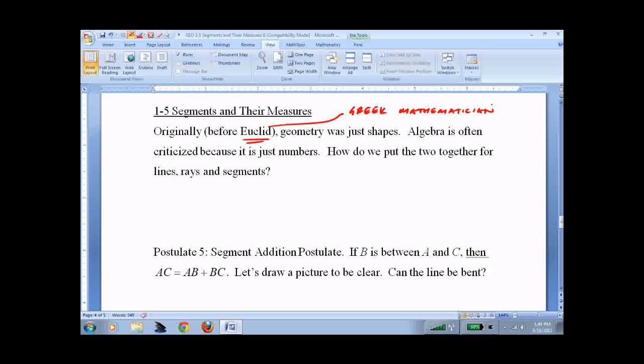So, anyway, people criticize algebra because it's just numbers, and original geometry was just shape. So how do we put the two together? For example, we have a segment. Give it letters, A, C. It's just a segment. Doesn't have any numbers. Well, sure it does. Just got to put them in there. And this may look familiar from algebra class as a number line. So these subjects will overlap.